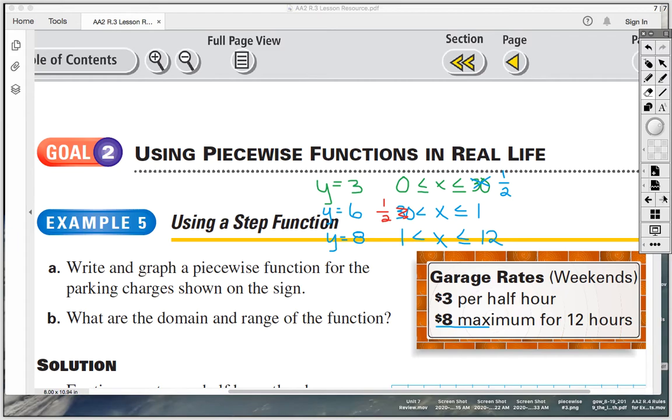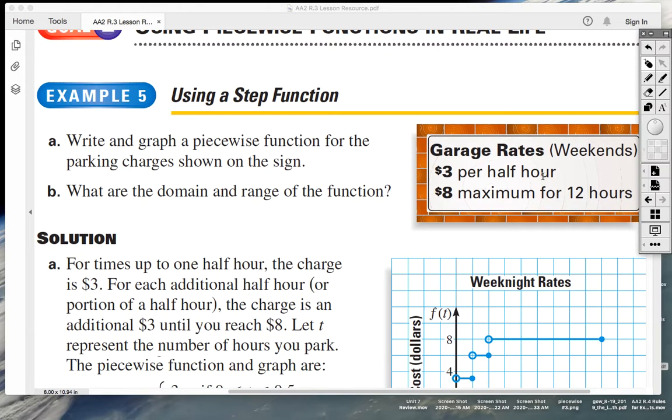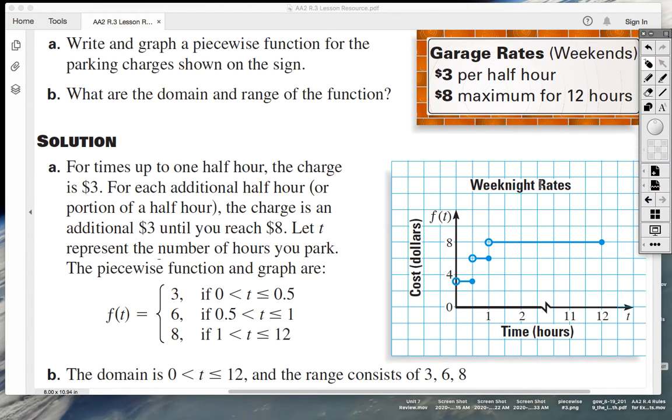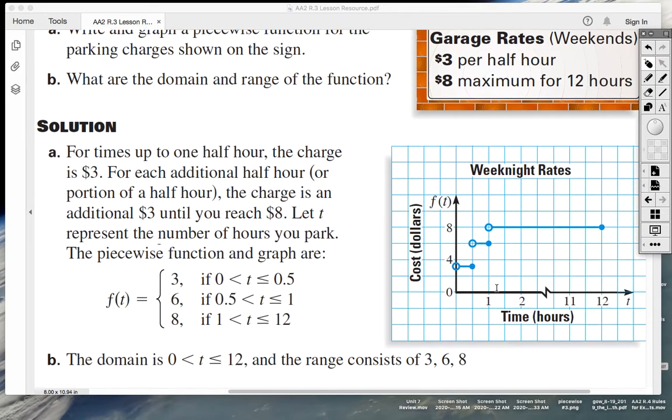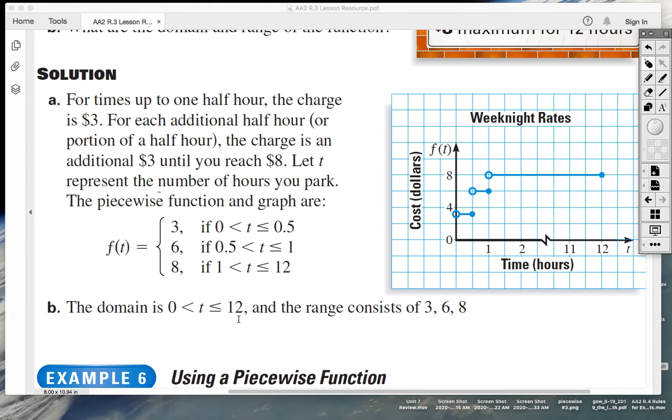New blank page, okay. So we can see here's the graph that they created, very similar to the ones that we did. And the domain was the same. They didn't include 0 hours, and I believe that's because they weren't going to charge you when you pull back in. You could argue it either way, and however you choose to argue it, that's appropriate. And you can see it says the range consists of each of those 3 values.